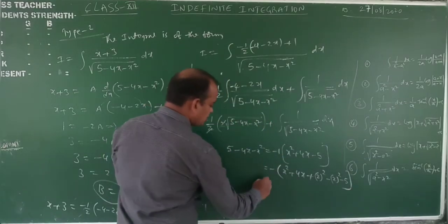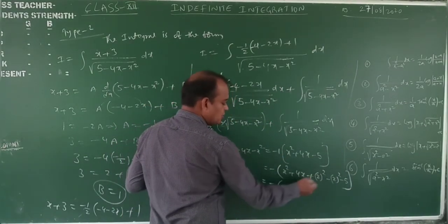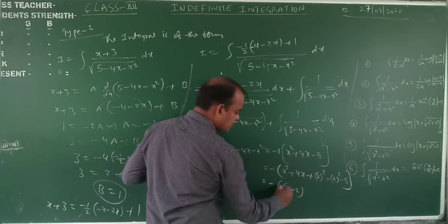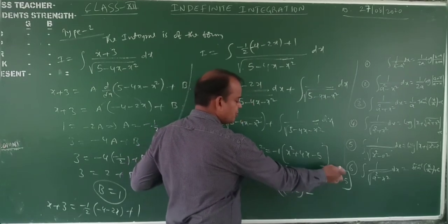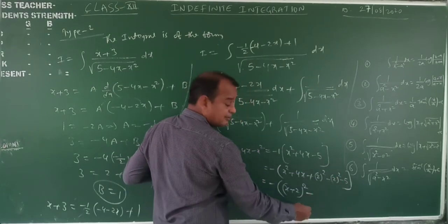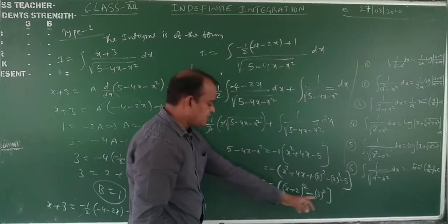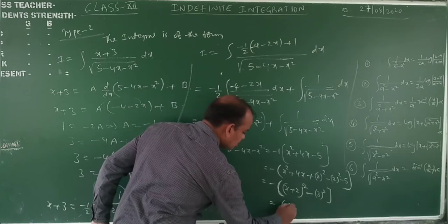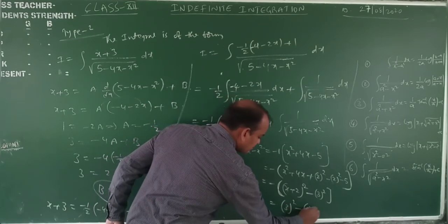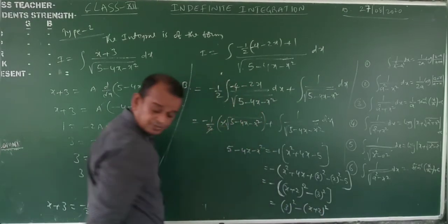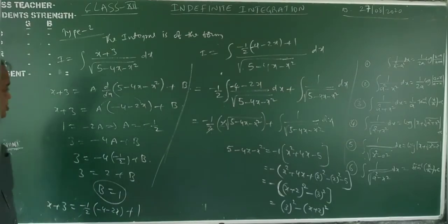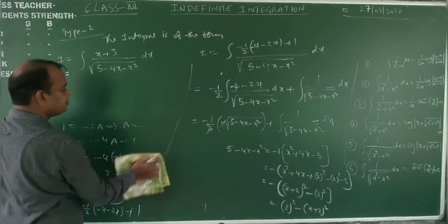Now how to write the first terms? Minus of (a plus b) whole square formula: x plus 2 whole square, minus 2 square means 4, minus 4 minus 5, minus 9. Minus 9 means 3 square. Now the minus is there, means reverse: 3 square minus (x plus 2) whole square. Now substitute.